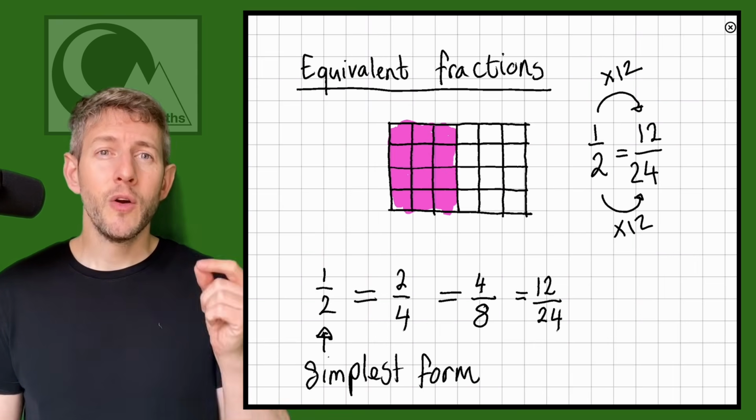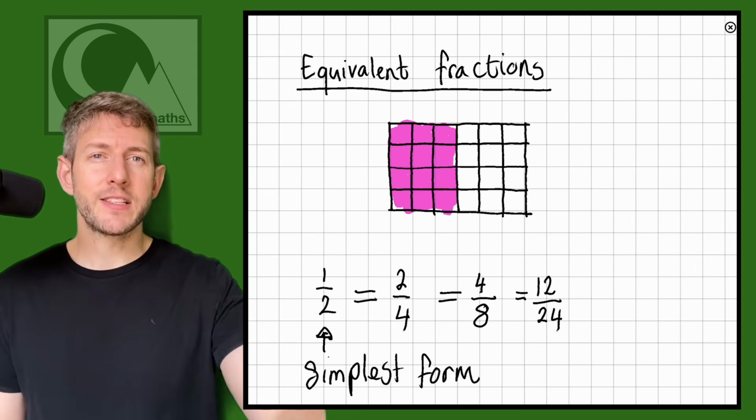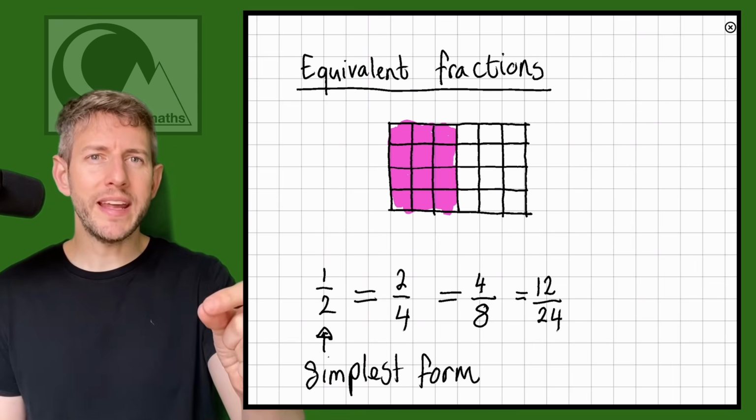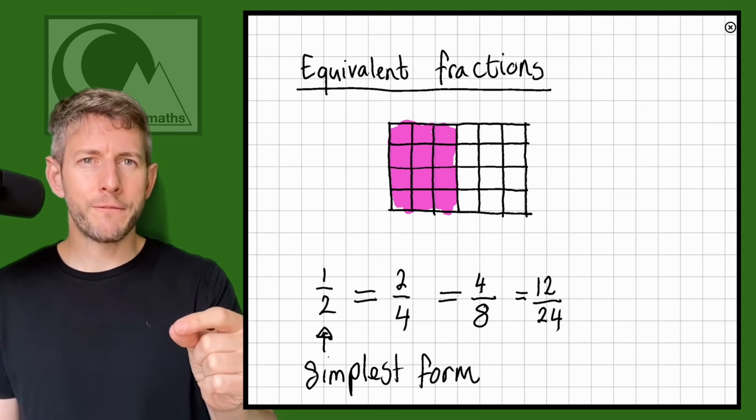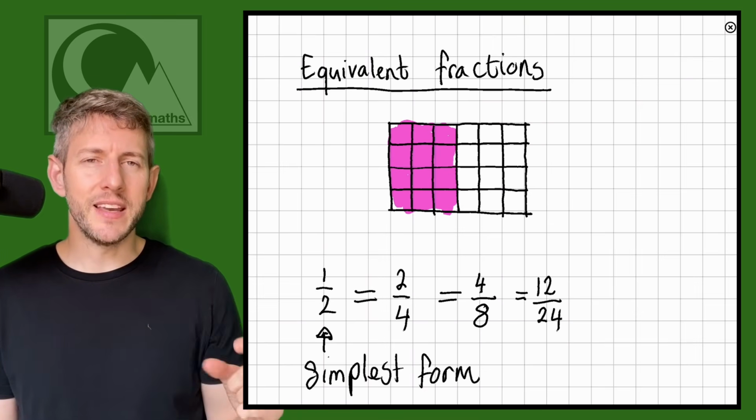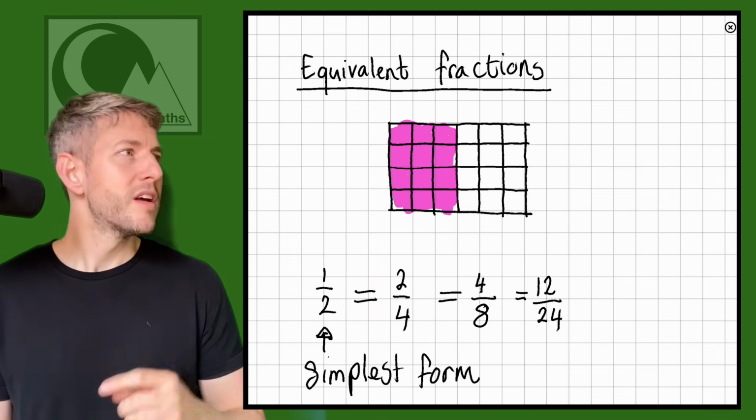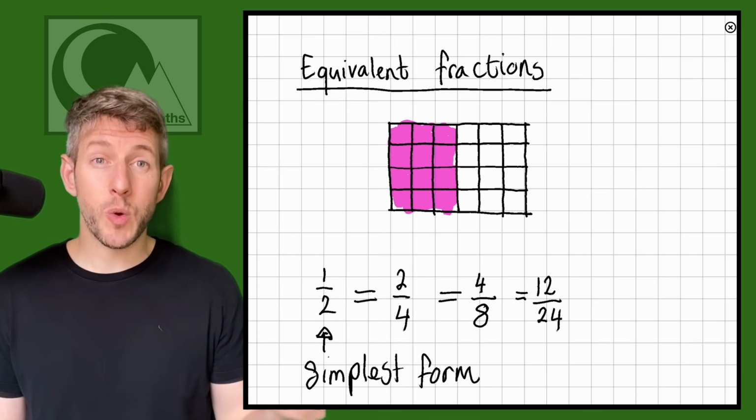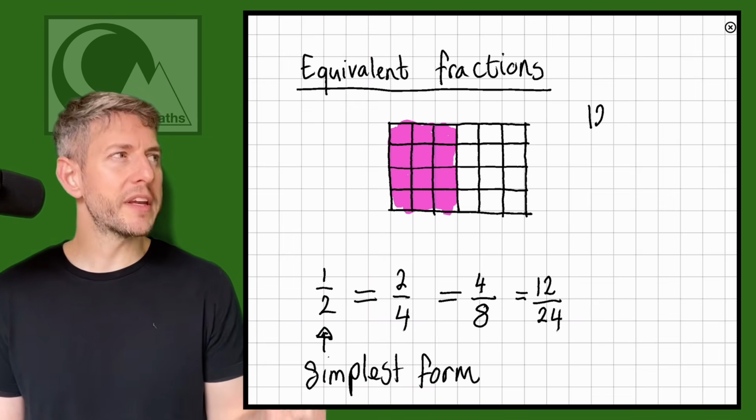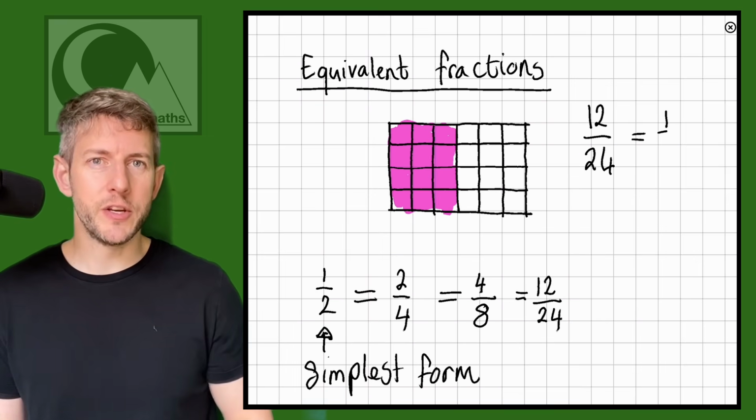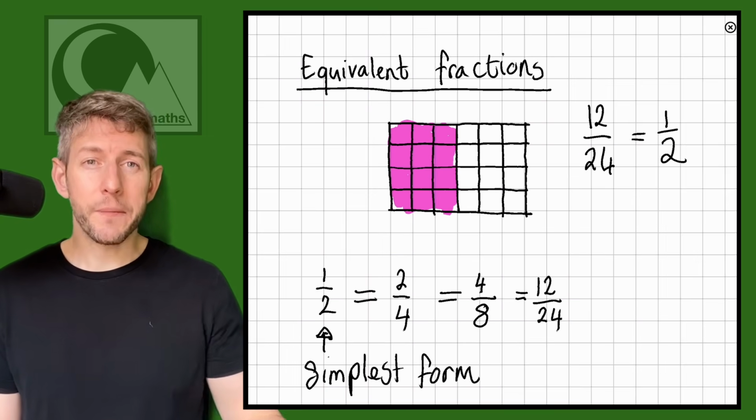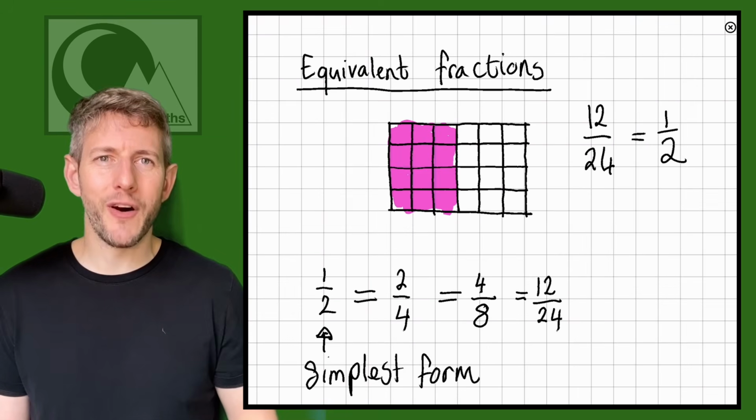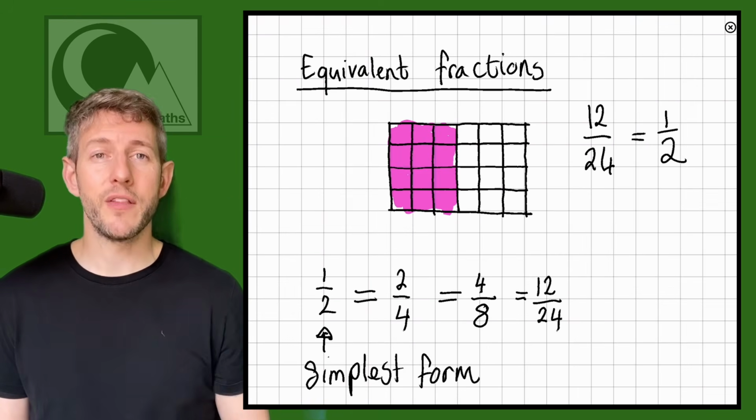So what we want to do today is to find the simplest form. So we need to look at the fraction that we're given and see how we can work backwards. So for example, if we were given 12 over 24, how are we going to get back to 1 over 2? And the way that we do that is we just look for the things that we can divide both the top and the bottom by that are the same.